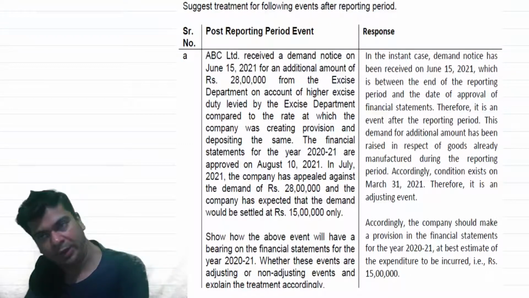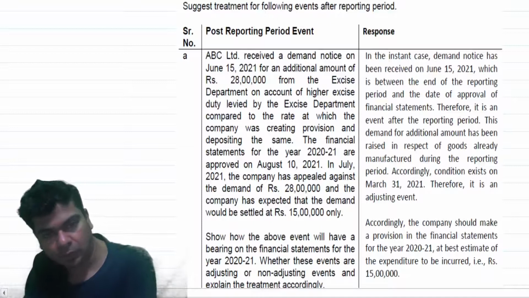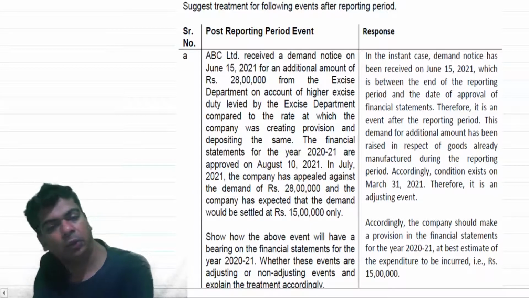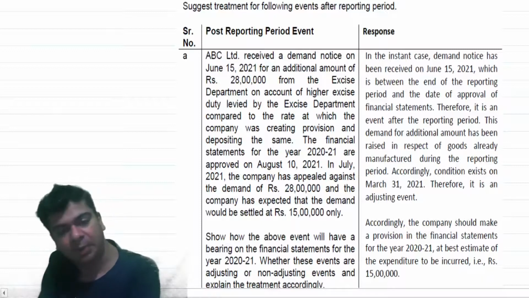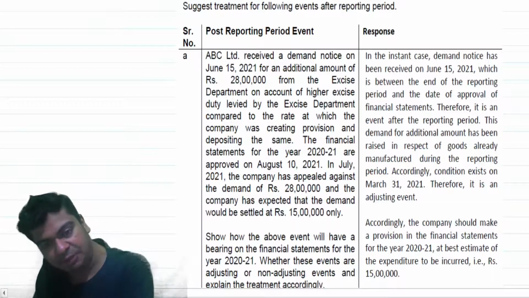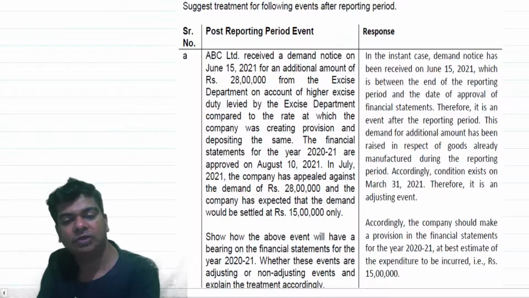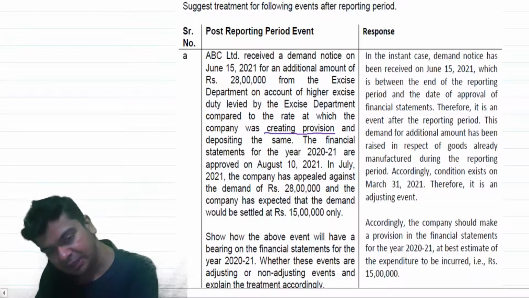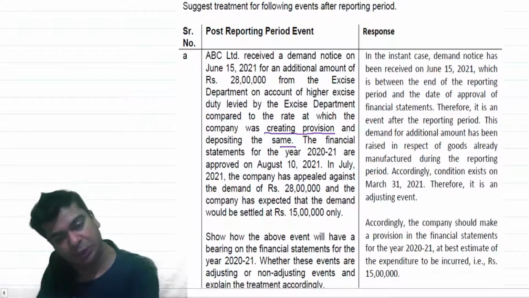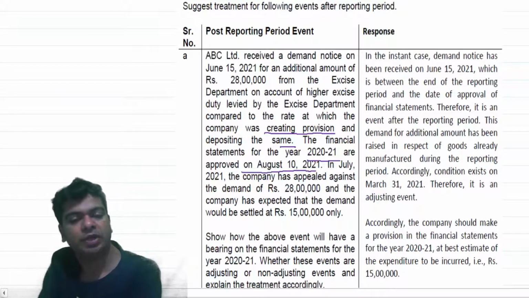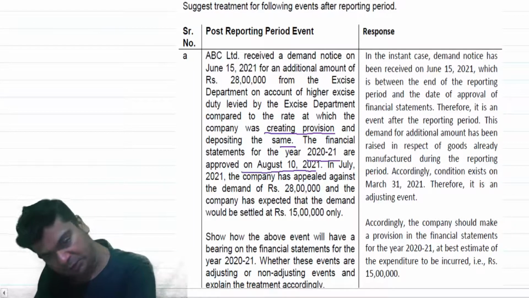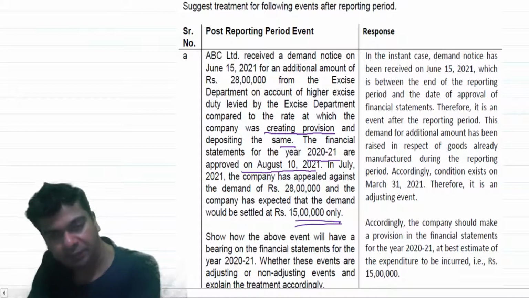Suggest treatment for following events after the reporting period. ABC Limited received a demand notice on 15 June 2021 for an additional amount of rupees 28 lakhs from the Excise Department on account of higher excise duty levied by the Excise Department compared to the rate at which the company was creating provision and depositing the same. The financial statements for the year 2020-21 are approved on 10th August 2021. In July 2021, the company has appealed against the demand of rupees 28 lakhs, and the company has expected that the demand would be settled at 15 lakhs only.